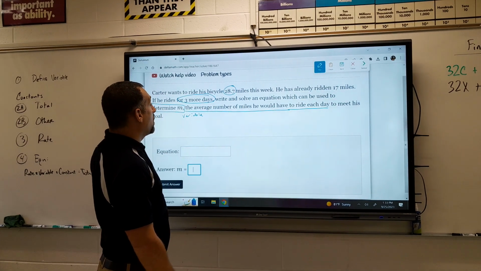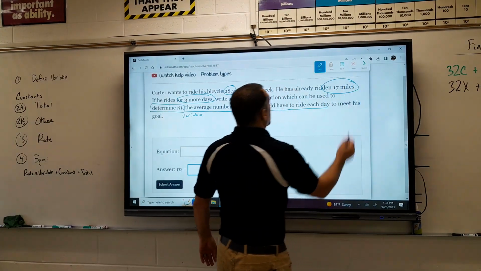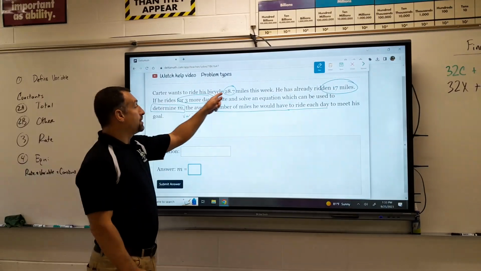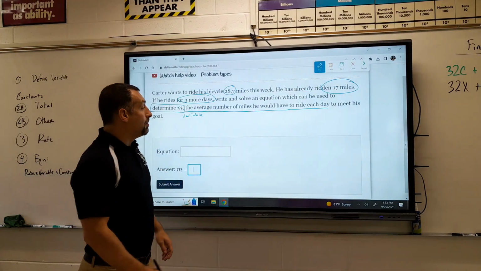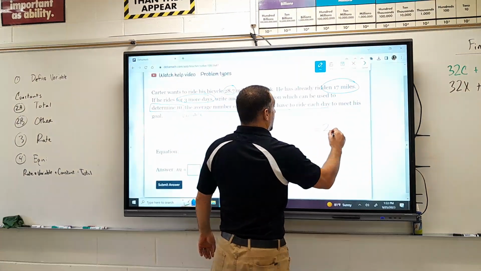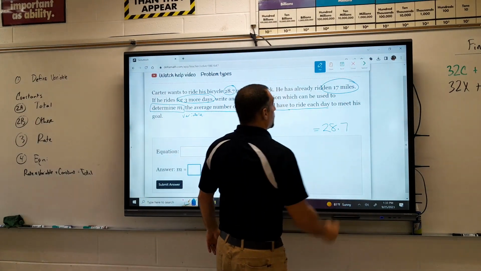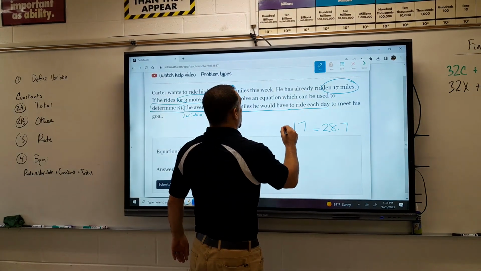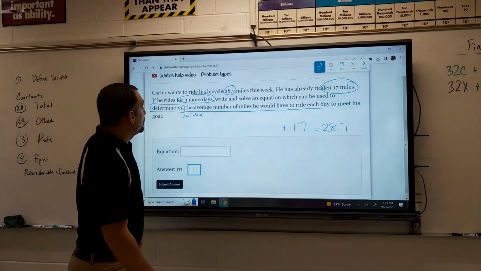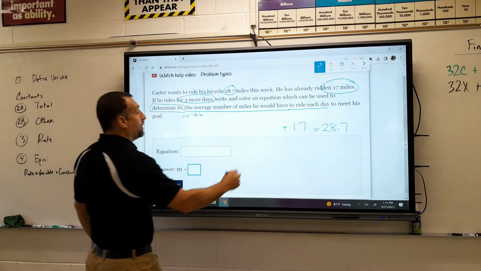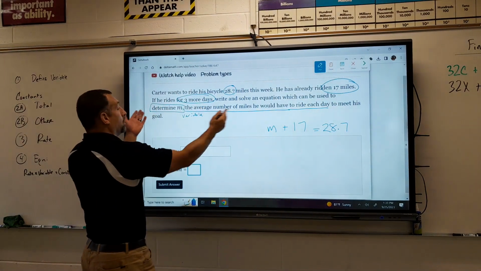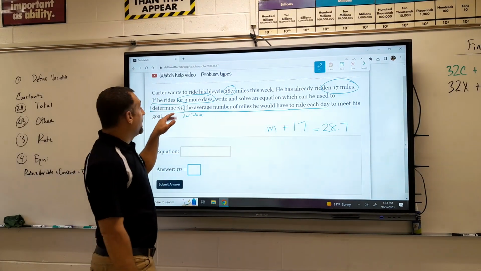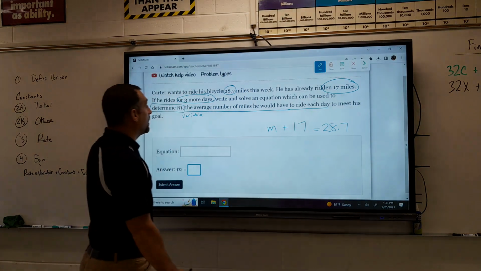He's already ridden 17 miles. Okay, so it's pretty obvious to see what the total is. If you read the question, Carter wants to ride his bicycle a total of 28.7 miles. So we're going to get to that amount. We've already traveled 17, so we're already partway to that total. And now we just use the rate times the variable. Well, we know our variable is M. In a way, this is a little bit easier than what we did yesterday because they give you the letter, and they define it already for us right there.